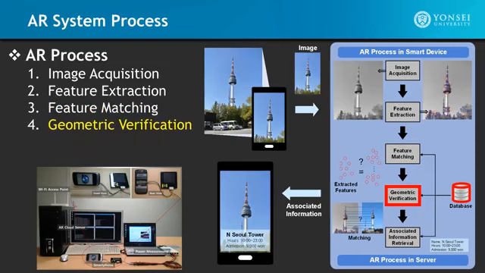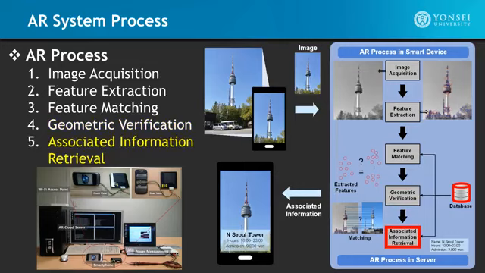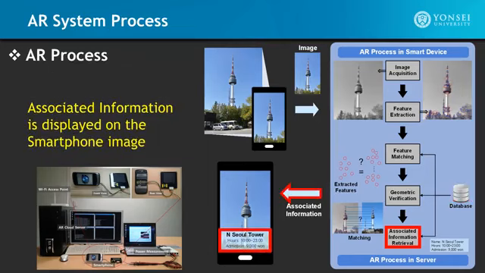Then there's the geometric verification process, followed by associated information retrieval. This associated information retrieval may be simple text, like is shown in this example, or there may be a certain symbol or character that is the information that is retrieved. Then, that information is going to be displayed on the object.